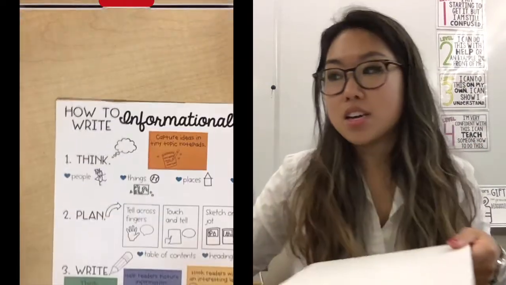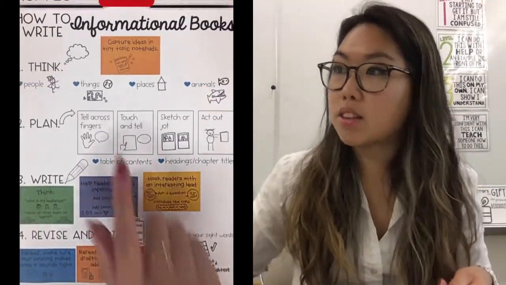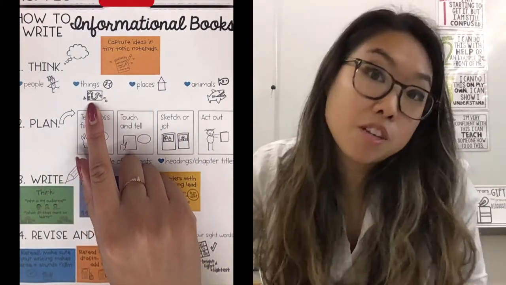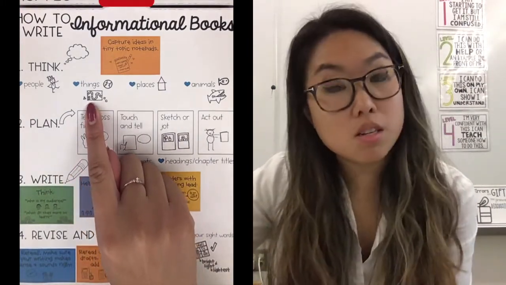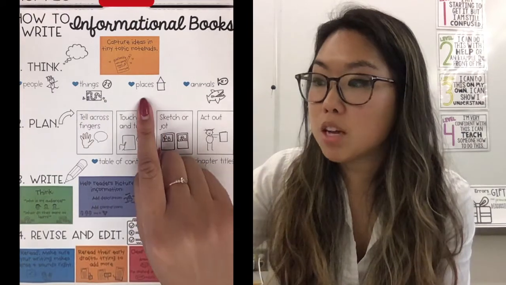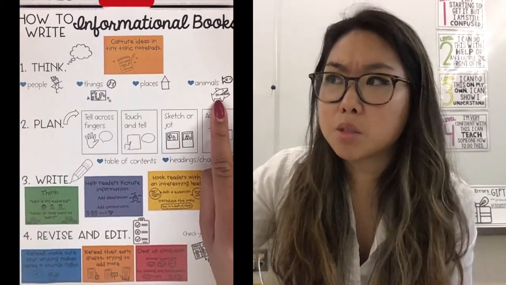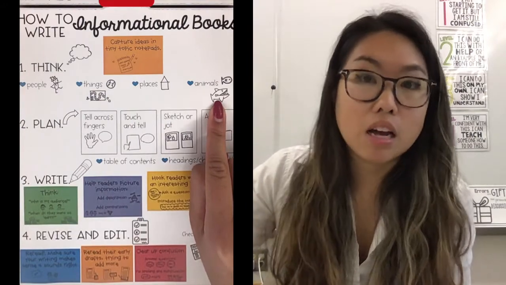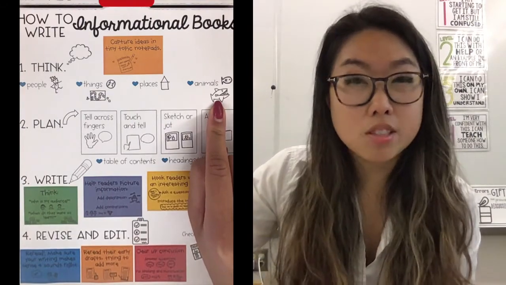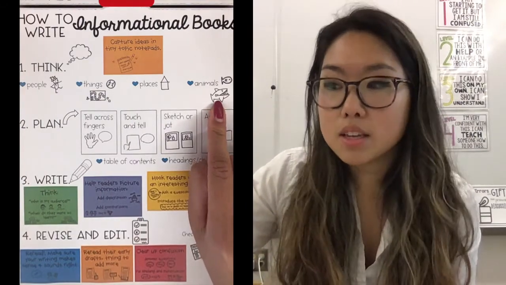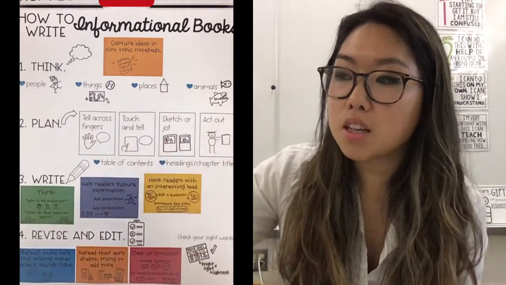So let's think. You could talk about things. Maybe you know a lot about games. Maybe you know a lot about sports. Maybe you know a lot about places like I did, school. Maybe you know a lot about animals. I could teach you a lot about elephants. Maybe you know a lot about dogs or cats. But thinking through, what do you know a lot about?